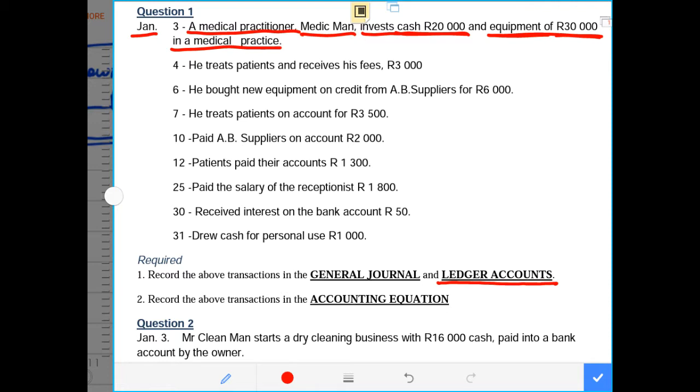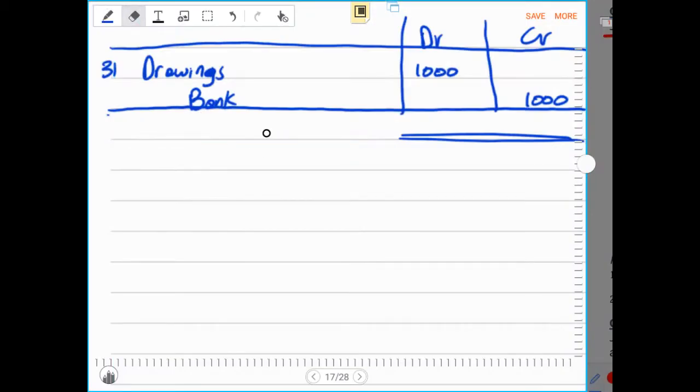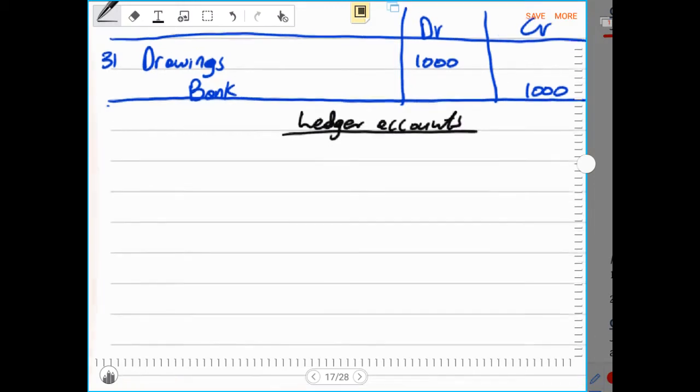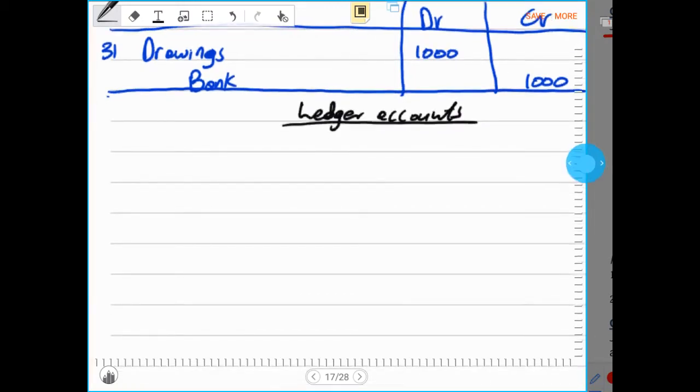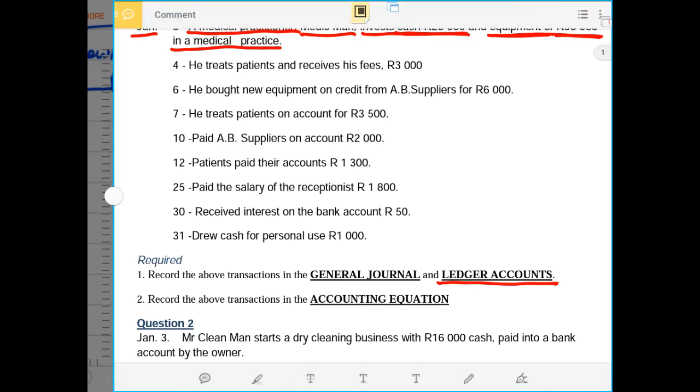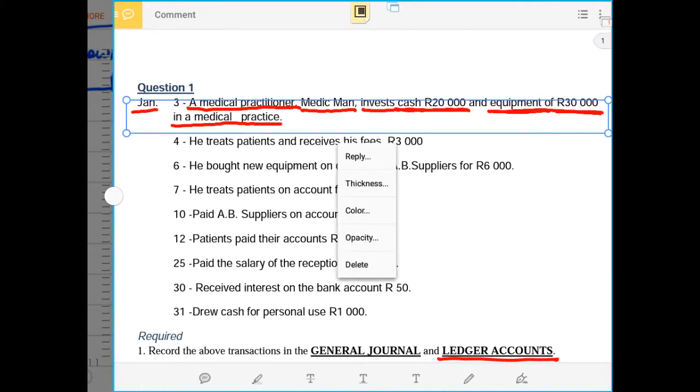So now we have to do the ledger accounts, and I will just continue on the same page, but with a different color. Then now we are doing ledger accounts. Under ledger accounts, we will open ledger accounts according to the transactions as we read them.